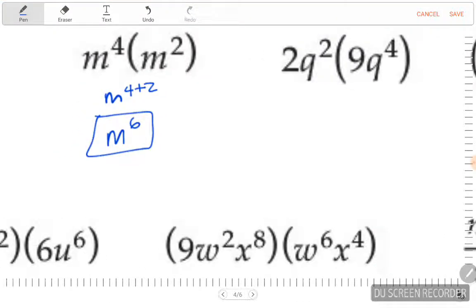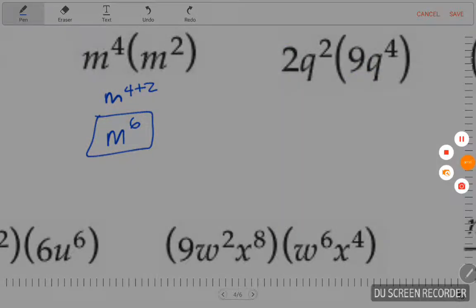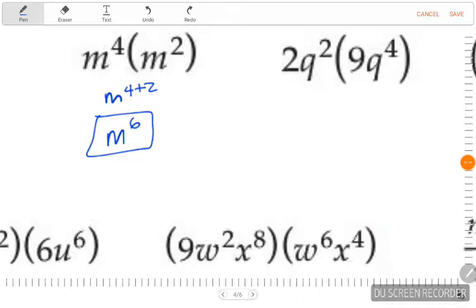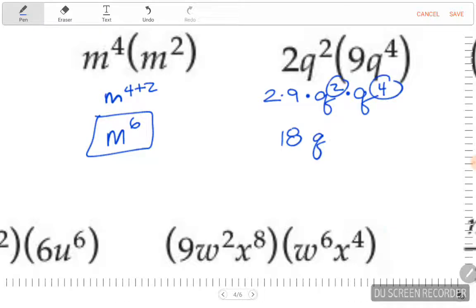When I add some other things into the problem, so like I have numbers going on here, remember that with multiplication, it's commutative, so you can rewrite this. So I'm going to put the numbers first. So 2 times 9, I'm going to put those first, and then I'll put the q's together. 2 times 9 is just 18, and then I've got q squared, q to the fourth. I'm multiplying, so I add the exponents, and 2 plus 4 gives me 6.